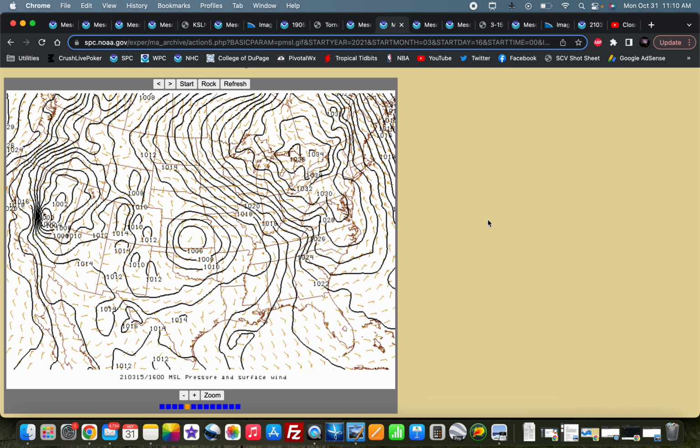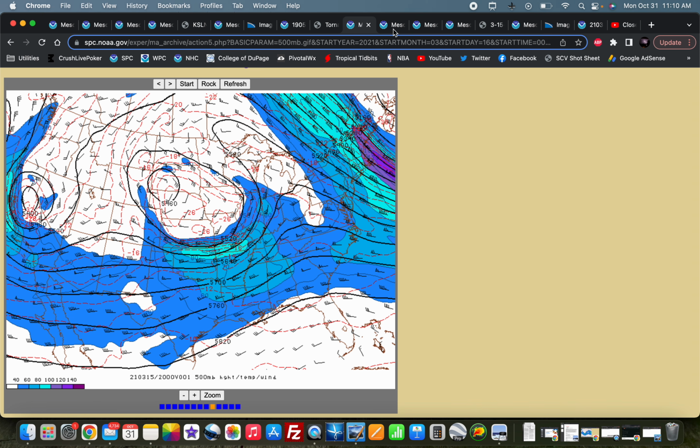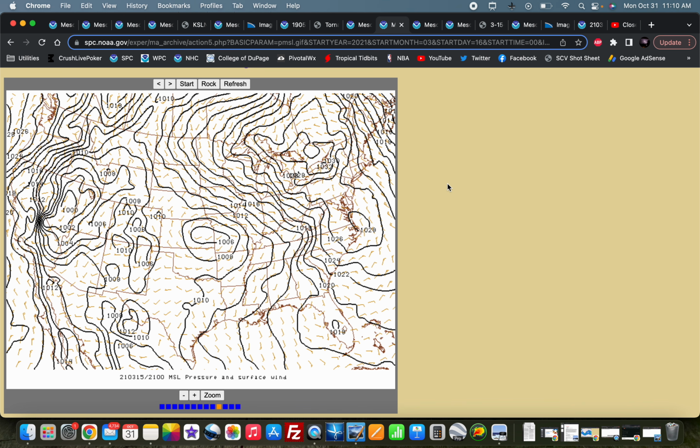Here's our surface pattern. You can see the surface low moves off toward the east pretty rapidly. Surface low located very close to that center of circulation aloft. You can see the cold pocket aloft is right above that surface low there. So boxes checked for the surface low and 500 millibar low centers in proximity to one another on this day.